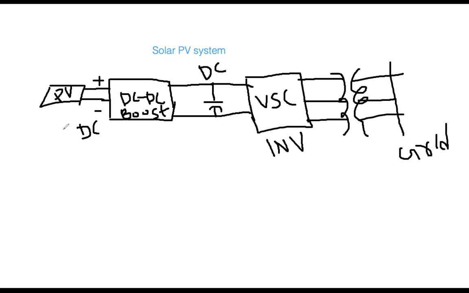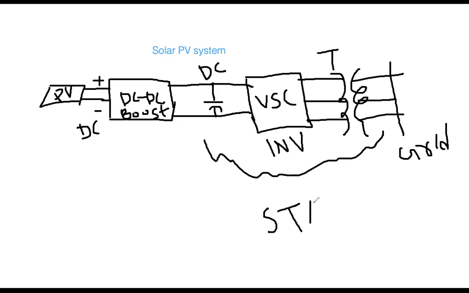So this is the basic structure of that solar PV system. Everybody look at the components. You have the PV terminal here, then right after that the DC to DC boost converter, then the DC link capacitor, and this is the voltage source converter and transformer. You see, you have three components: the DC link capacitor, voltage source converter, and transformer. These three components together can be treated as a STATCOM. That is the meaning of that question. Therefore, the answer is yes.